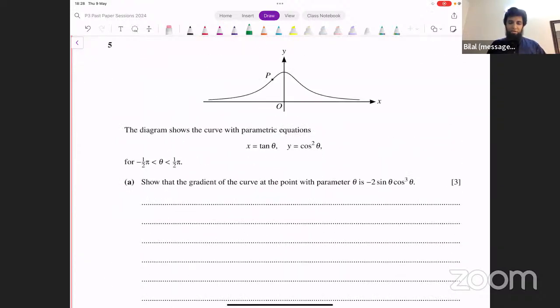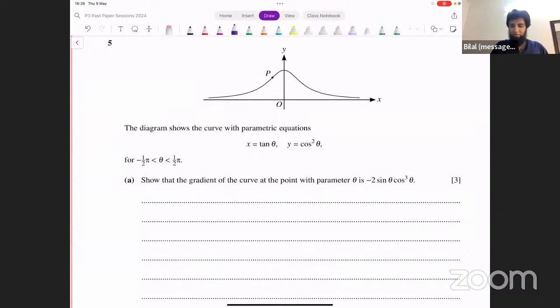Okay, so this is the next question that you're asking about. Question number 5 from this paper. Let's try this. It says the diagram shows the curve with parametric equations x equals tan theta and y equals cos squared theta, where theta is between minus pi over 2 and plus pi over 2. Show that the gradient of the curve at the point with parameter theta is this. How do you find gradient of a curve?